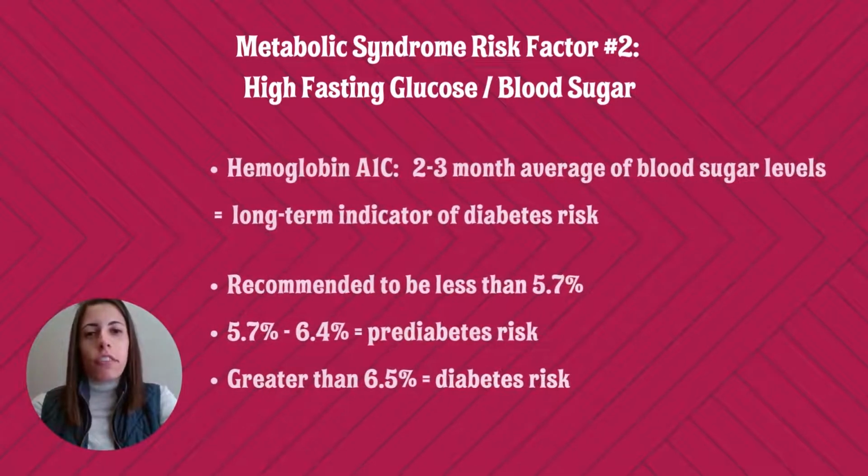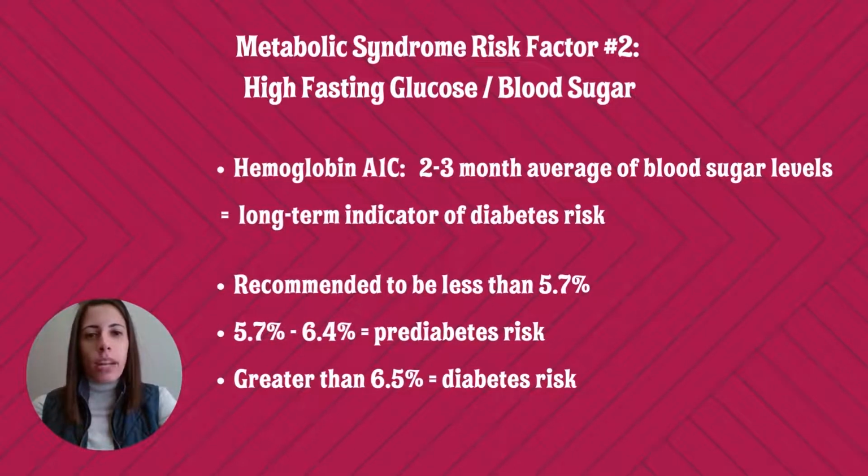Also, you may have heard of your A1C. If you are diabetic or pre-diabetic or have a family history of diabetes, your doctor might check that every 3 to 6 months, or once a year, because it's basically a 2 to 3 month average of your blood sugar levels. So it's more of a long term indicator of your diabetes risk, whereas fasting blood sugar is a one time snapshot. The A1C number tracks how your blood sugar has been controlled over a 2 to 3 month period.